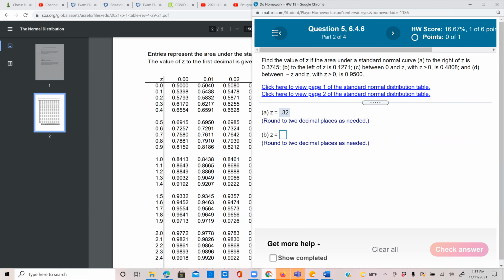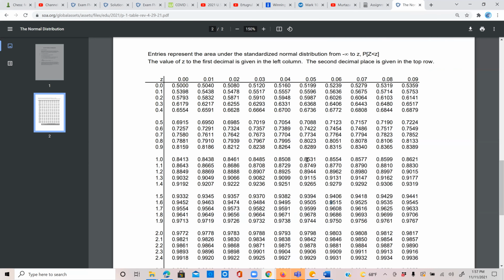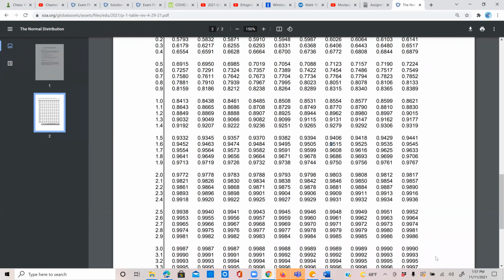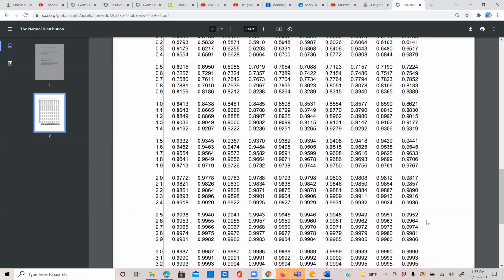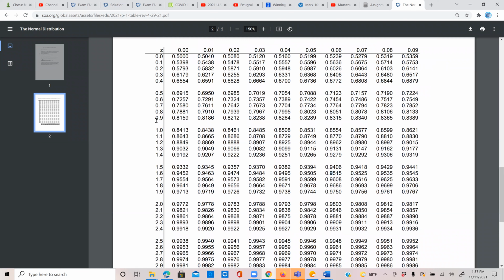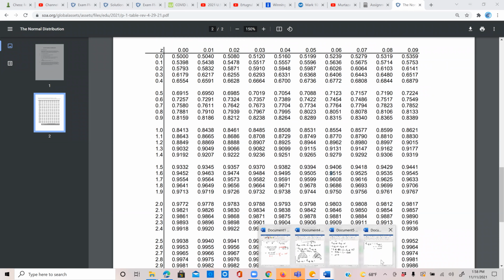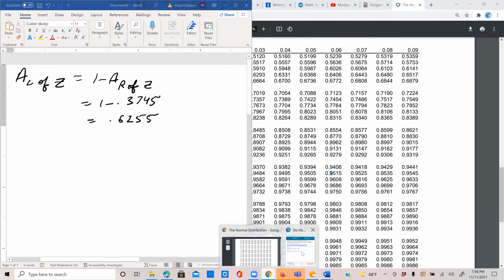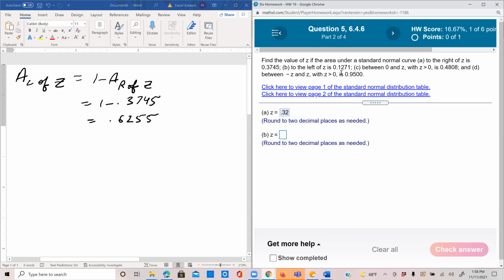And now here we have an interesting situation, because if you look in the table, you won't find 0.1271 because these areas start at 0.5 and then go all the way up to 1. And the reason for that is that these are for positive z values. For positive z values, when z is 0, then the area to the left of z is 0.5. And then as z becomes positive, that area keeps increasing. So we are looking at area on the left of z is 0.1271.